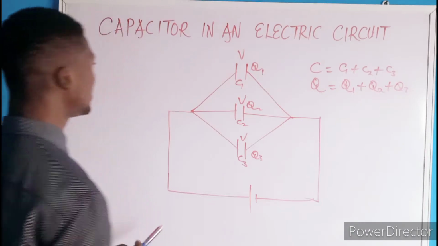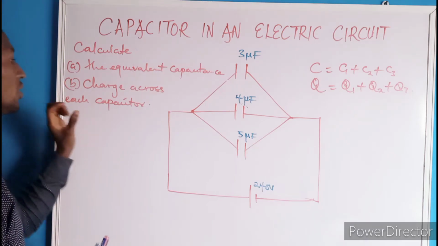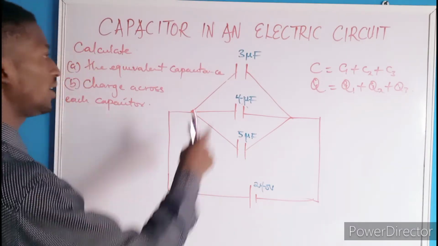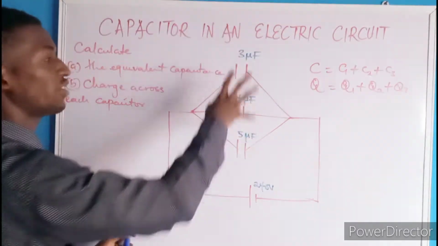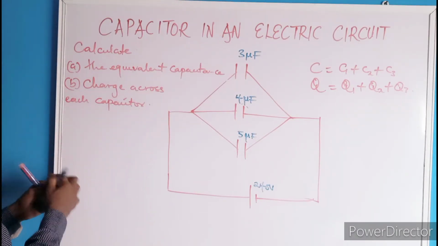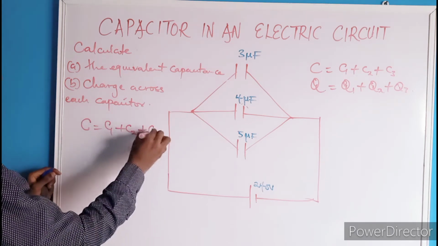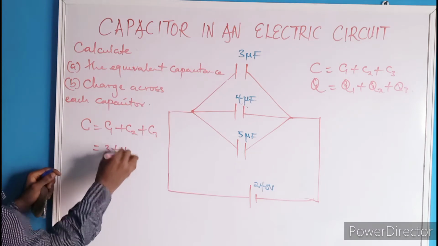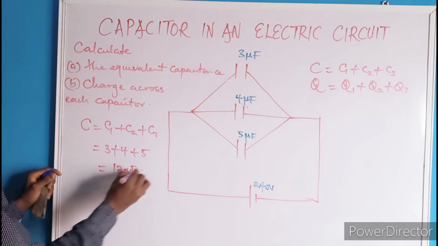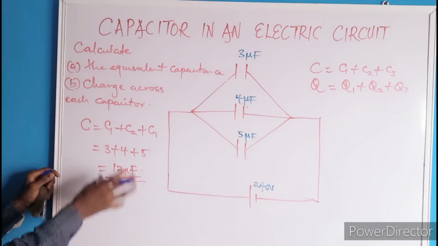Now let's take a question for instance. The question states: calculate the equivalent capacitance, and calculate the charge across each capacitor. In this arrangement, the capacitors are arranged in parallel. So the equivalent capacitance is C equals C1 plus C2 plus C3, which is 3 plus 4 plus 5. That gives us 12 microfarad, because they are all in microfarad. So this is the capacitance of the capacitor.